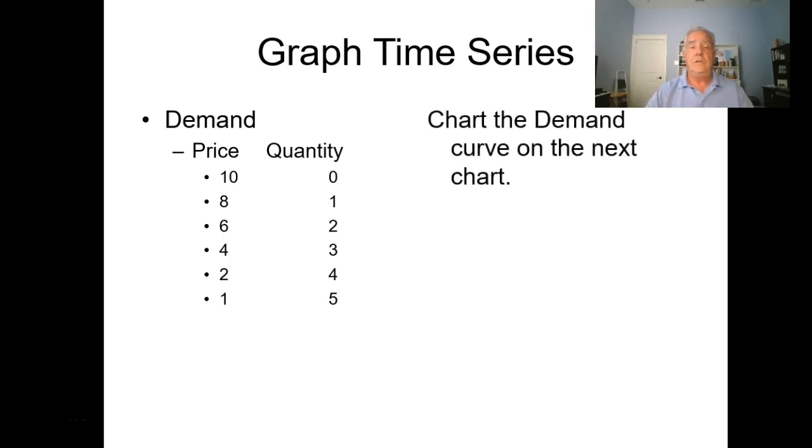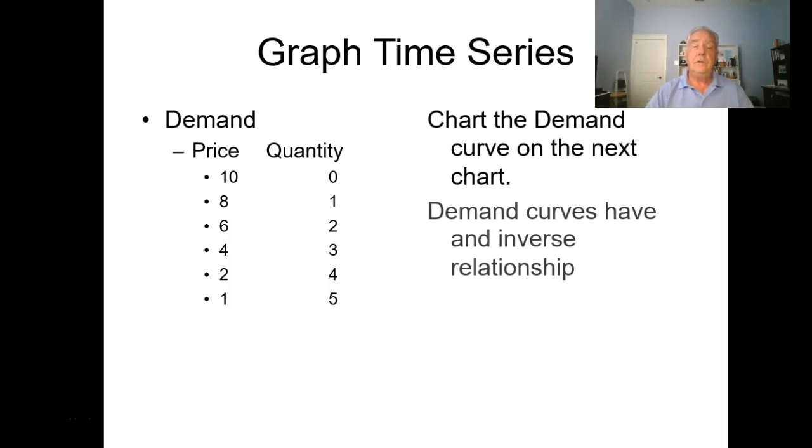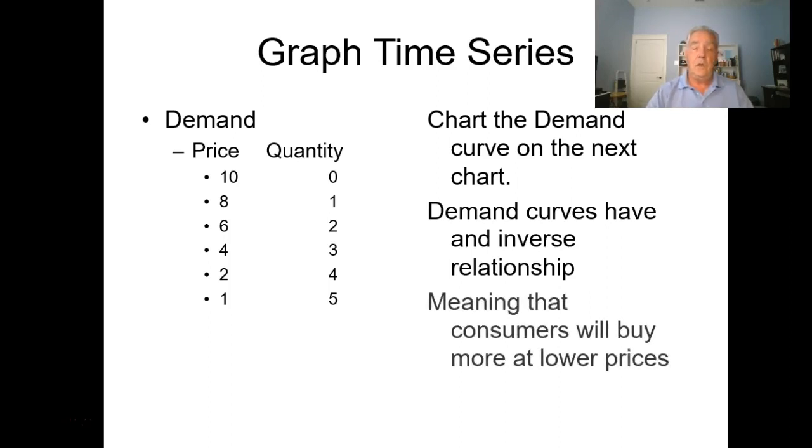So it's the demand curve, and it has an inverse relationship. You can see at a price of 10, we buy 0. At a price of 1, we'll buy 5. And consumers will buy more at lower prices. So plot that and understand it.